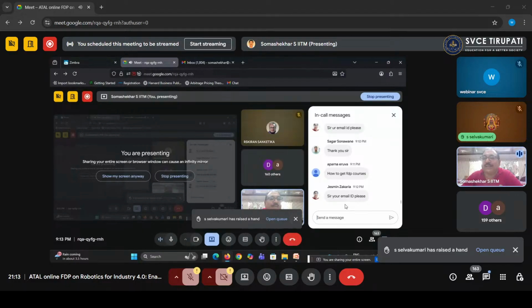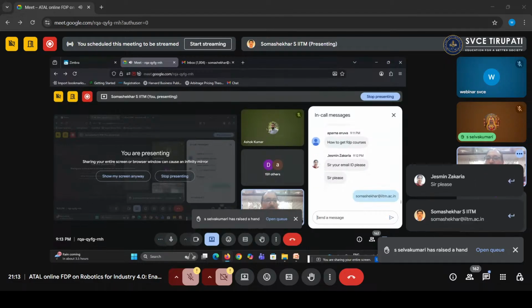Email ID: somshekhar@iitm.ac.in, madam. I am typing the spelling here, Somshekhar, S-O-M-S-H-E-K-H-A-R, @iitm.ac.in. You'll see it is spelled KHAR, okay?